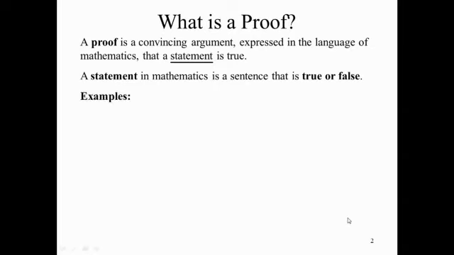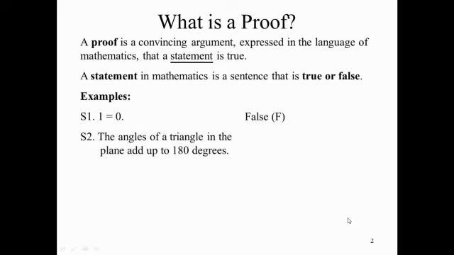So let's look at some examples. For instance, 1 equals 0. We know that that is false. How about this one? Those of you that have had geometry. The angles of a triangle in the plane add up to 180 degrees. True or false? True. Okay, so we have true statements, we have false statements.